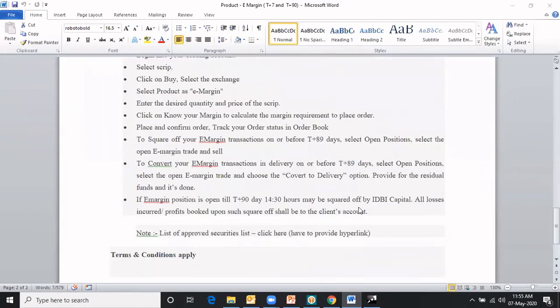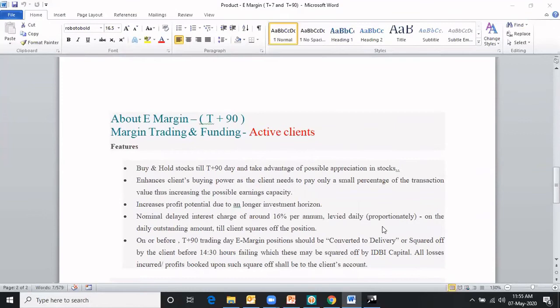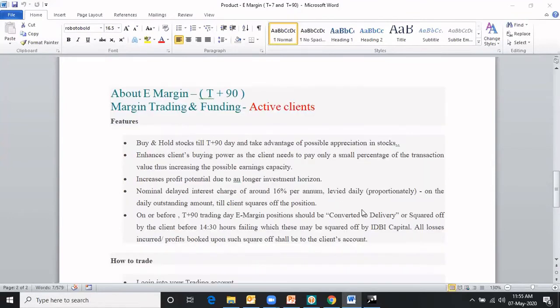Whenever your mark to market becomes 60-70% down, then RMS can square up the position because you have a limited exposure to it. Suppose you are buying a 100 rupee stock, your money is only 25 and IDBI Capital is funding the balance 75. So once a 20% fall is there, in that case our money will be at stake, so the RMS will square up the position. So you have to keep this in mind before buying into MTF.